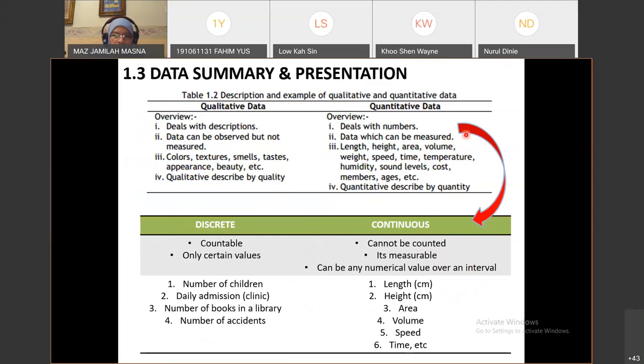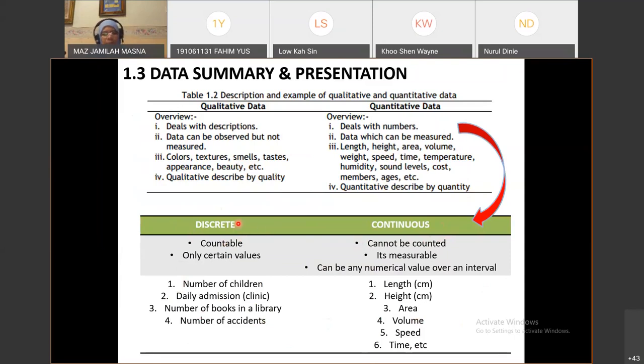Next, we move on to the quantitative data. Apart from qualitative data, sometimes descriptive data cannot complete our data collection. So we may have what we call quantitative data. What are the examples of quantitative data? We may have two types of quantitative, that is discrete and continuous. These will be discussed further in detail in chapter 2, where we have probability distribution for discrete variable and continuous variable.